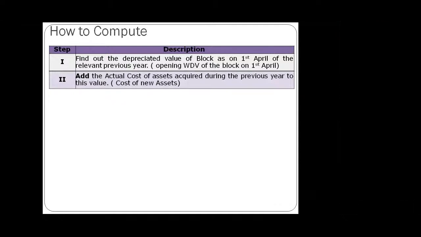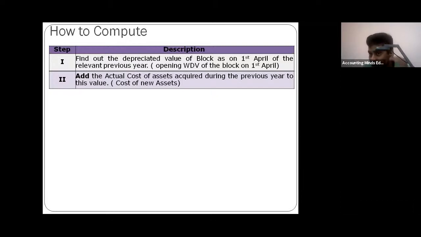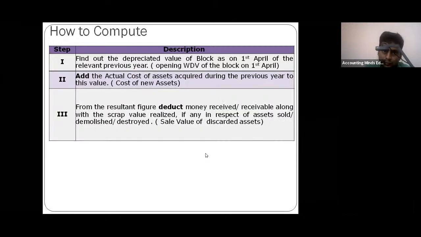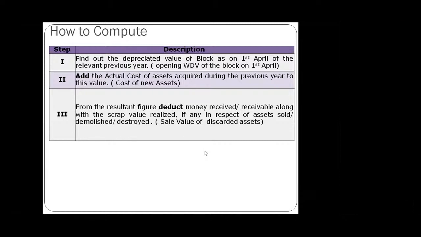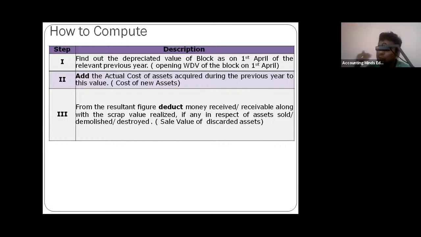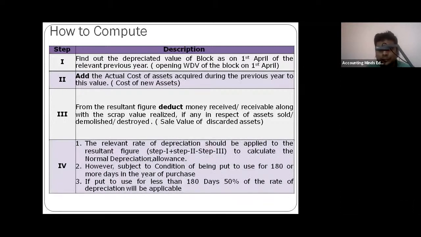Step 2. Add the actual cost of assets acquired during the previous year to this value. That is the cost of new assets. If you have purchased any new assets during that previous year, you simply add it to the block. Following it? Yes, sir. Next. Step 3. From the resultant figure, deduct money received or receivable along with the scrap value realized, if any, in respect of assets sold or demolished or destroyed. That is sale value of discarded assets. If you are discarding, scrapping or selling any assets, second hand sale or anything, whatever amount you receive or are about to receive can be deducted from the value of the asset. Guys, understood? Yes, sir.